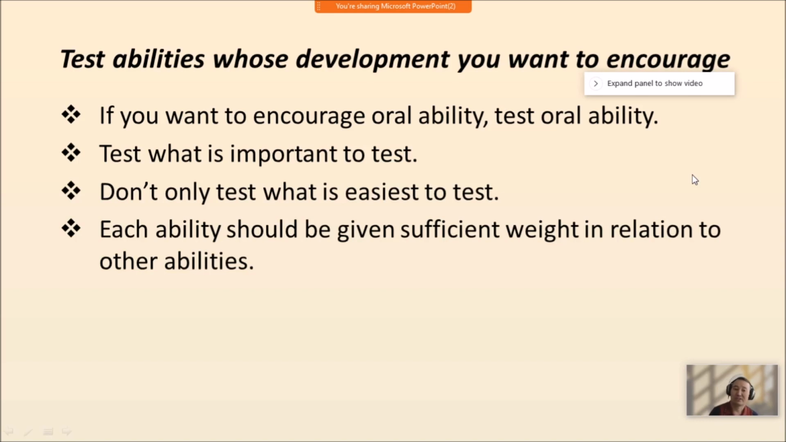Well, first we should test abilities whose development we want to encourage. Especially if it is a speaking skill, we should give sufficient focus on speaking. It was my mistake when I worked at school in Taldykorgan. I prepared my Olympiad students for exams a lot. We took a lot of grammar and vocabulary tests. We took a lot of listening tests. We practiced a lot of writing. However, I didn't focus on speaking.